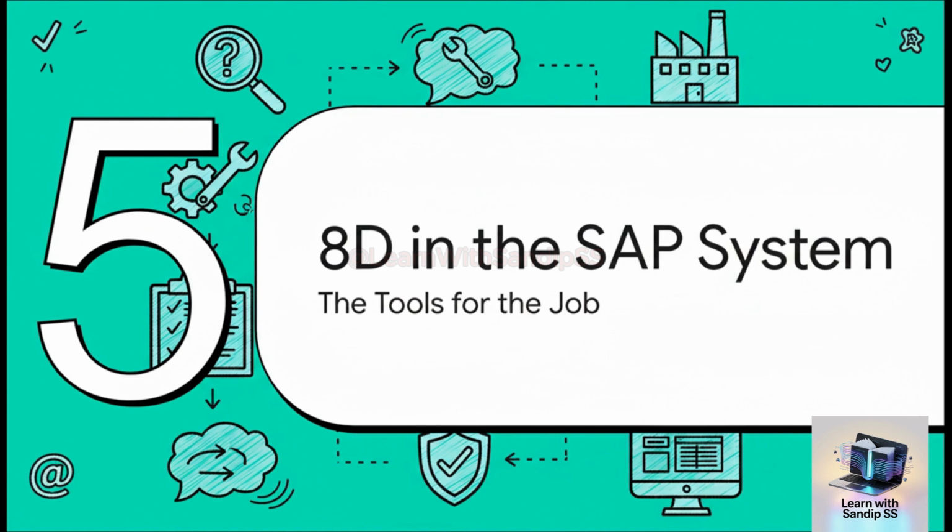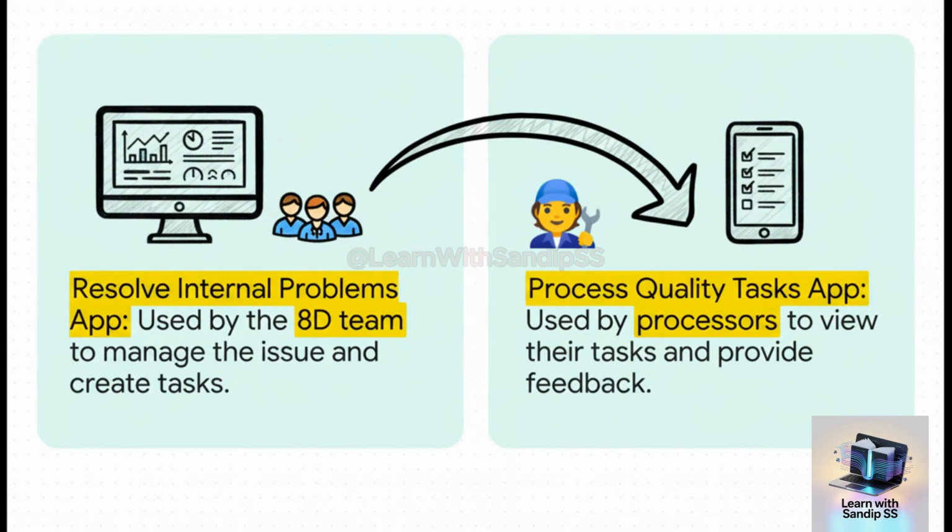So we've walked through the whole process from start to finish, but what are people actually clicking on in the system? What are the tools for the job in SAP S4Hana? Well, it really boils down to two key Fiori apps. The 8D team, the people managing the big picture, they live in the Resolve Internal Problems app. That's where they manage the 8D issue. Then, the individual folks who get assigned tasks, like our warehouse clerk or production operator, they use the Process Quality Tasks app. It's their to-do list where they see their tasks and report back when they're done.